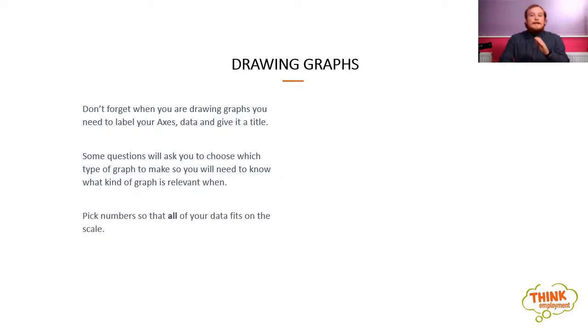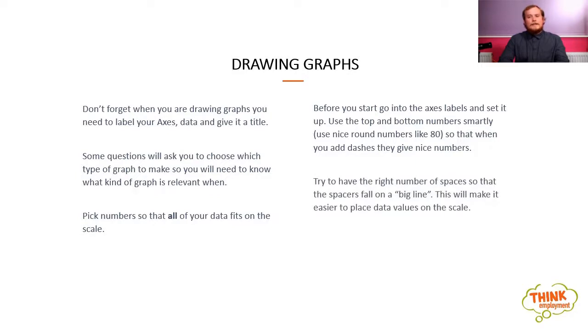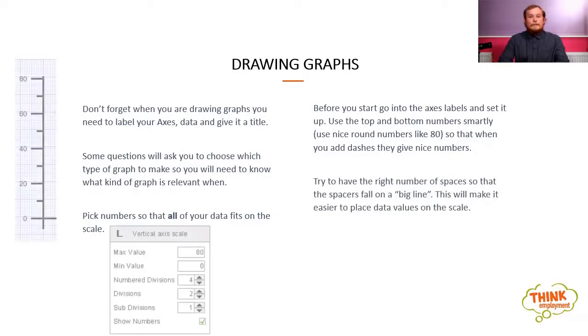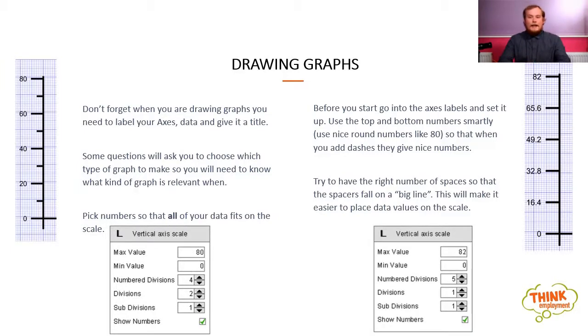Before you ever plot any of your data, you should go into your axis labels and set it up properly. You should use the top and bottom numbers smartly so that when you add dashes they give nice numbers. If you're a bit confused about what that means, I'd recommend going back to the explainer video called Picking a Chart and a Scale. Try to have the right number of spaces so that the spaces fall on a big line. On the graph paper they'll give you, there's big lines every 10 squares, and if you can get your spaces to line up with those, it will make plotting your points a lot easier.